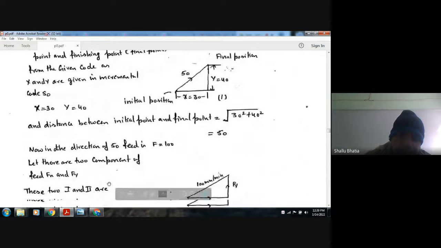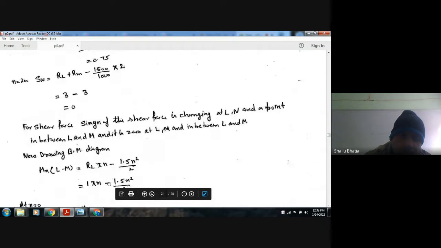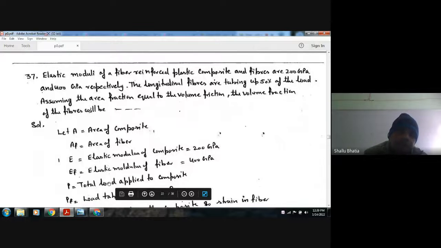Next, question 37. The elastic moduli of a fiber reinforced plastic composite and fibers are 200 GPa and 400 GPa respectively. The longitudinal fibers are taking up 50% of the load, assuming the area fraction equal to the volume fraction, the volume fraction of the fiber will be?